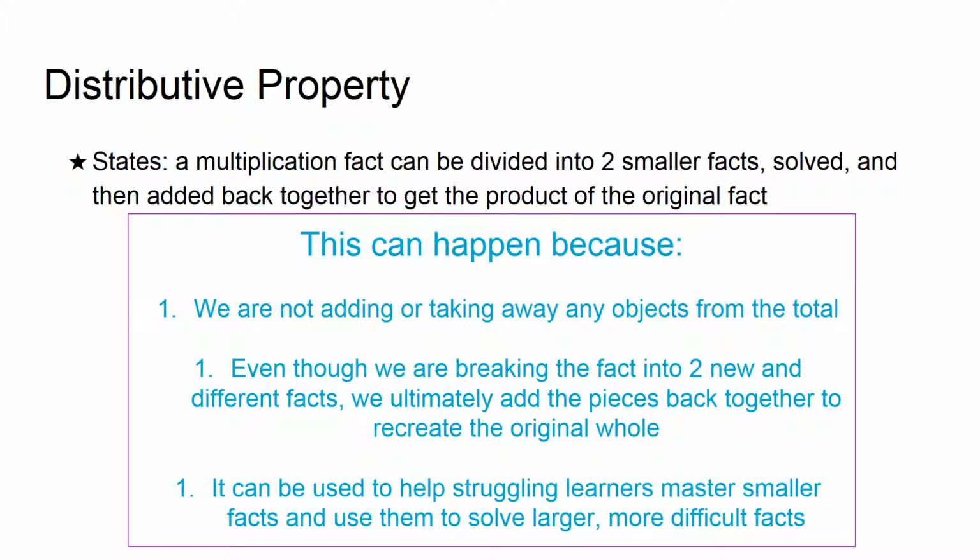This property can actually happen because we're not adding or taking away any objects from the total. Even though we're breaking it into 2 new facts, we ultimately add the pieces back together to recreate the original whole. And it can definitely be used to help struggling learners master smaller facts and then use them to solve larger, more difficult facts.